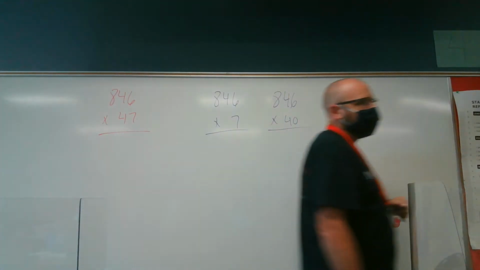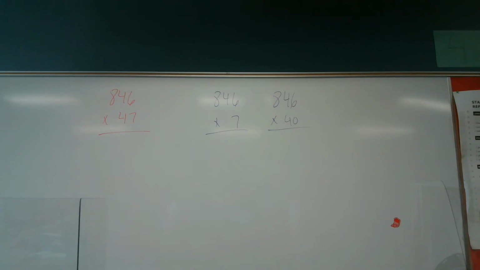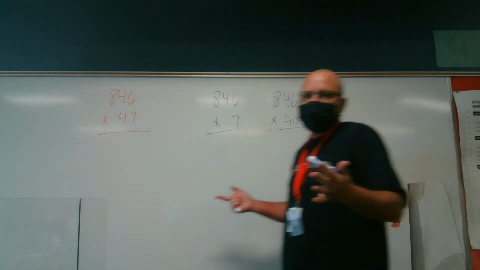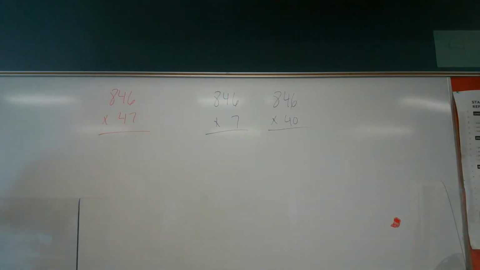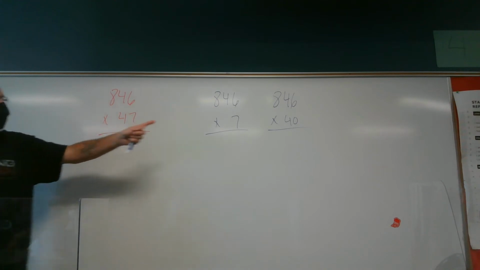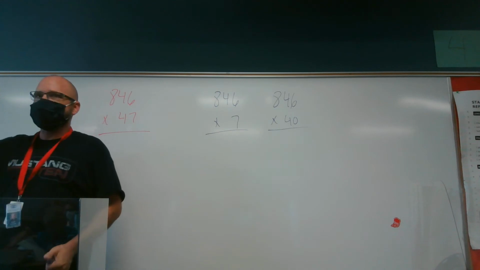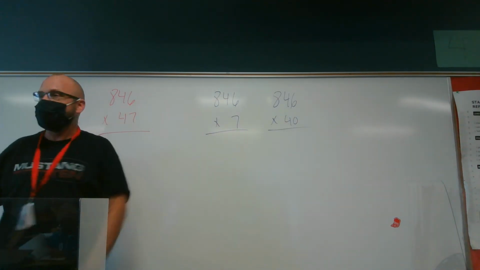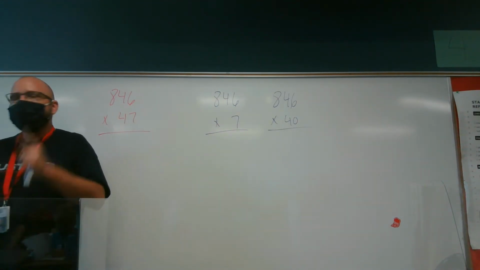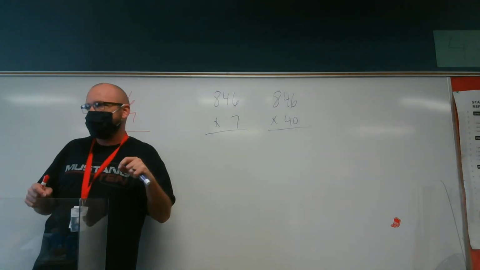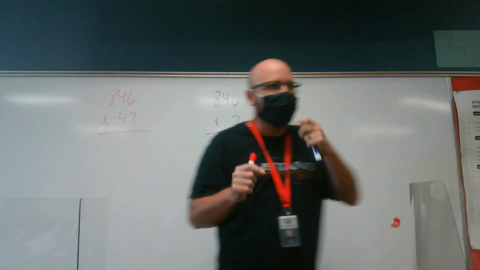So every one of you knows how to do 846 times 7. If you don't, you have a multiplication chart you can look at to make your life easier. No, I'm not doing 846 times 7. I'm doing 7 times 6, which is on your multiplication chart. I'm doing 7 times 4, which is on your multiplication chart. Then I'm doing 7 times 8, which is on your multiplication chart. You're only doing one digit at a time. One digit at a time.